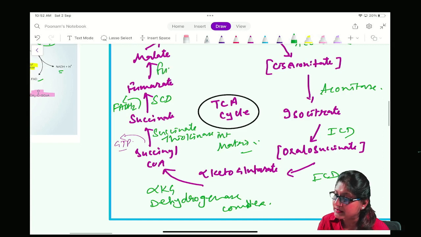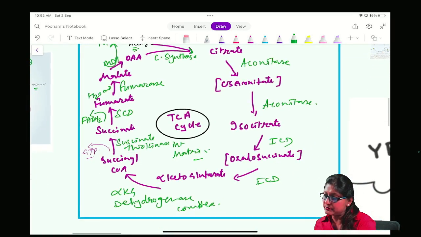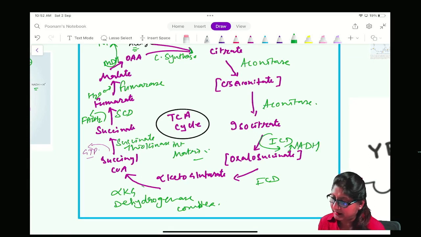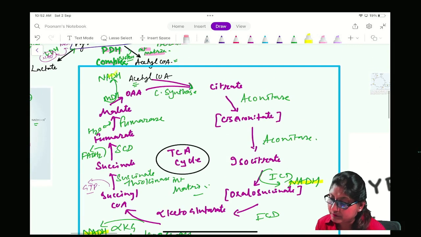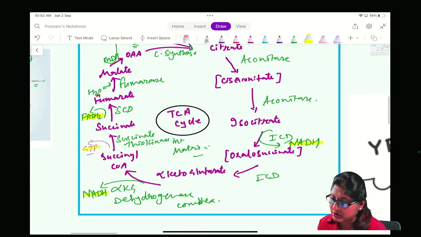You have the fumarase enzyme, which is using water as a substrate. You have the malate dehydrogenase enzyme, which is producing NADH. NADH is produced at 2 more places: one is isocitrate dehydrogenase, right, and the other is the alpha ketoglutarate dehydrogenase complex. So how many NADH have you received? 1, 2, 3. 3 NADH and 1 FADH2 and 1 GTP.